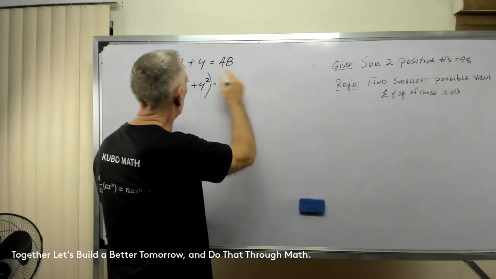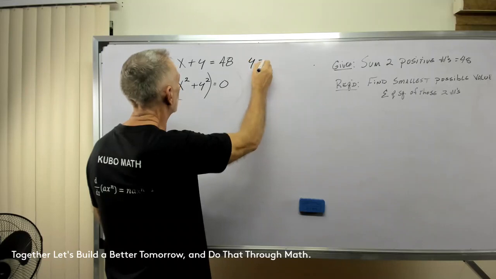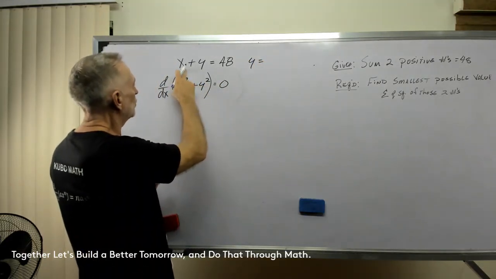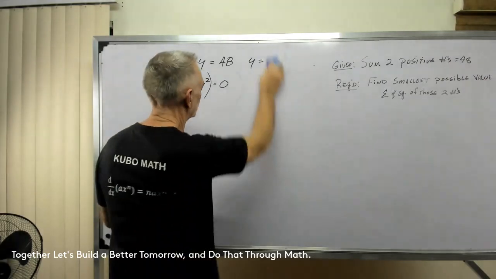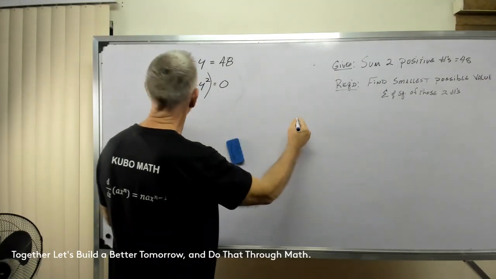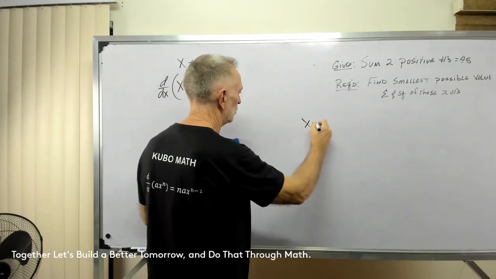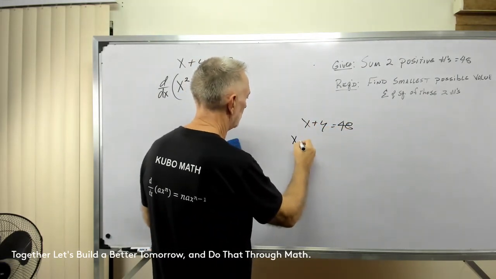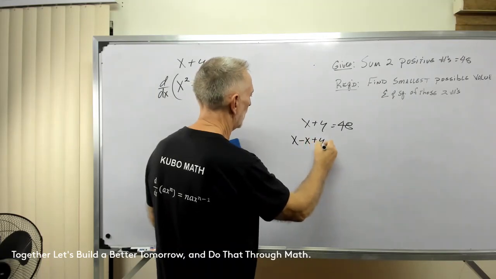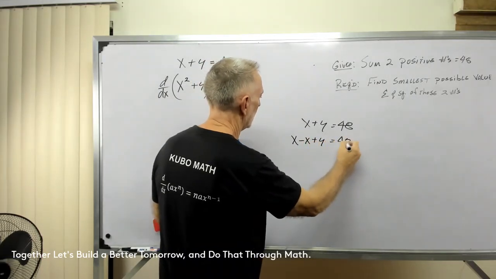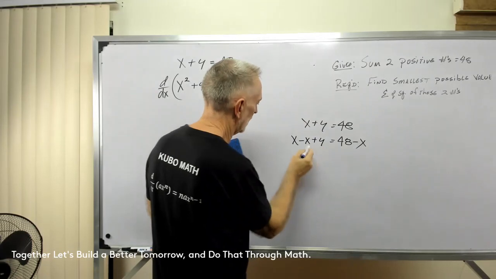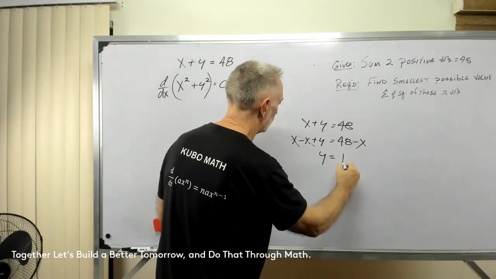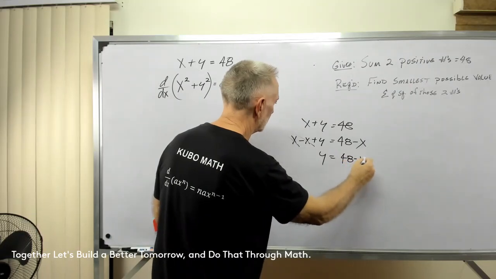Well, what is y? If I were to add a negative x to both sides, matter of fact, let me just do that off to the side here. We have x plus y equals 48. So x minus x plus y equals 48 minus x. X minus x, those cancel. So y equals 48 minus x.